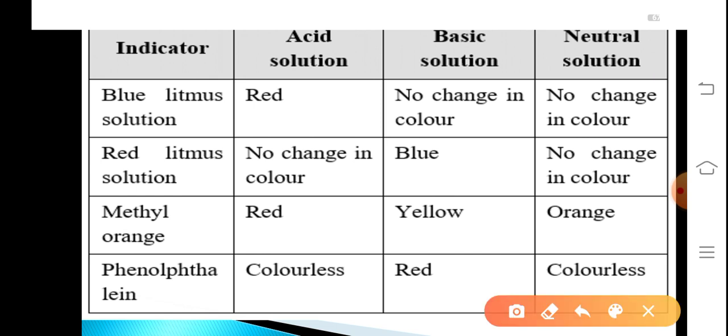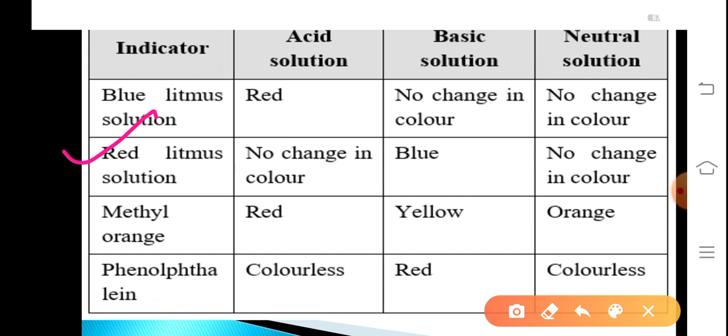Litmus solution is of two types: blue litmus solution and red litmus solution. Blue litmus solution gives red color with acid solution, whereas it shows no color change with basic and neutral solution.